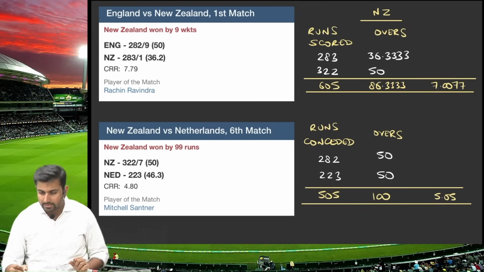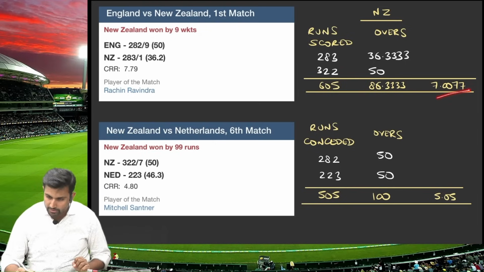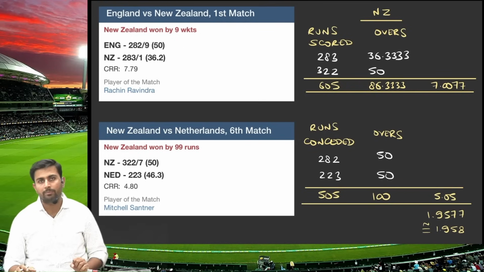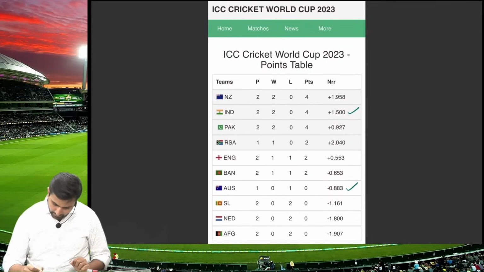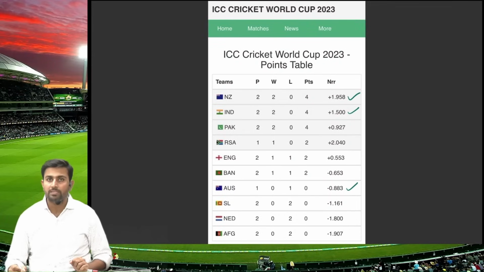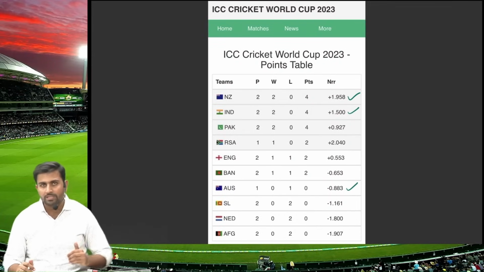So New Zealand's net run rate should be equal to the difference between 7.0077 and 5.05. So if we see, this is equal to 1.9577, which can be rounded off to 1.958 if you want to represent only up to 3 digits. So if you observe, even here the net run rate is mentioned as 1.958. This is how it is calculated.